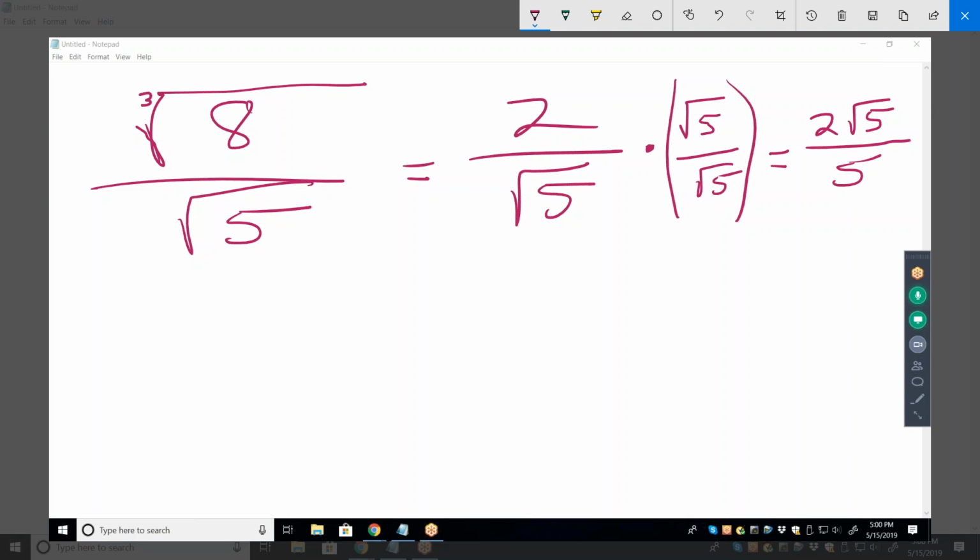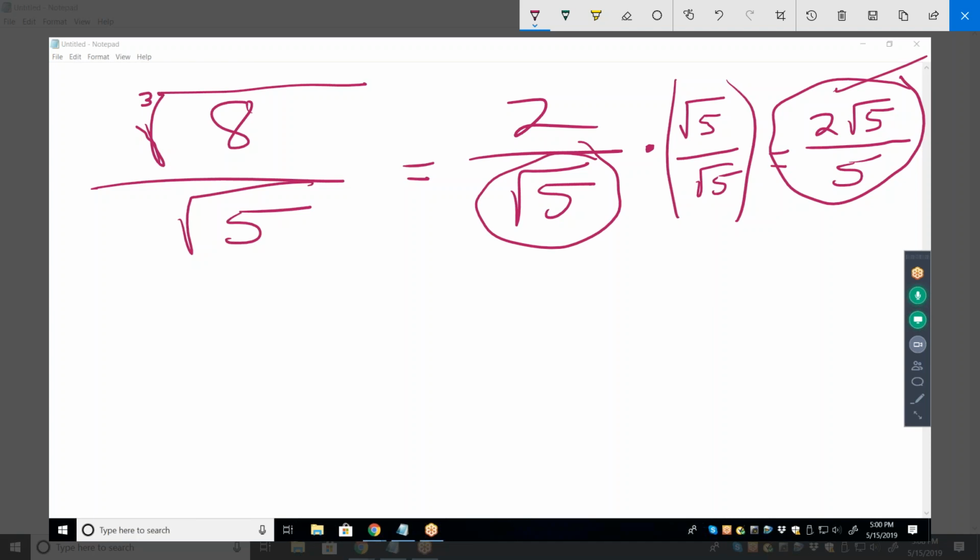Notice we've got the same exact number because I only multiplied it by the number 1. I didn't change its value. But now it's got proper format. In other words, we are dividing by a rational number, the number 5. So this is the preferred way that they want you to write it. And that's usually the case whenever you have an irrational number.